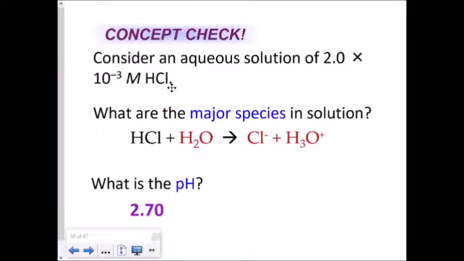As you can see here, highlighting once again the major species, because this completely dissociates and we have a pretty high concentration of it, we know that would be the dominant reaction. And our pH, like I said, is going to be in that lower range, and it happens to be 2.7.